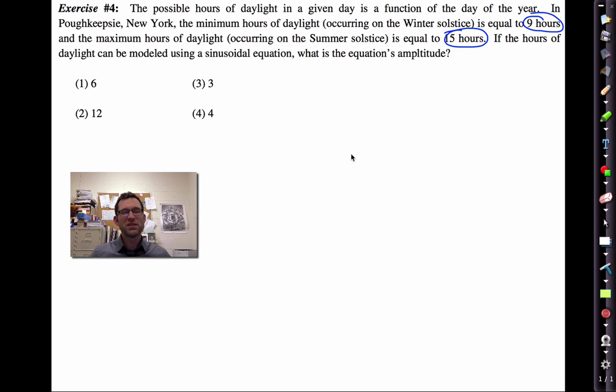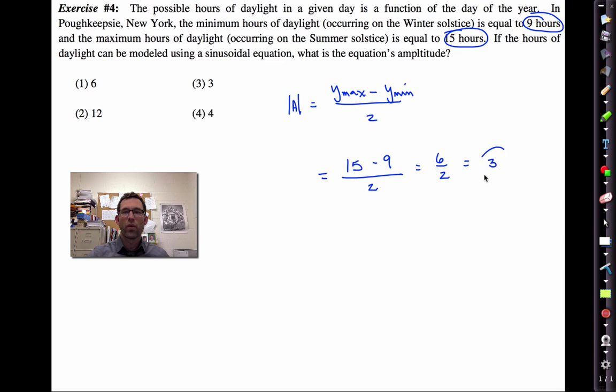Go for it. It's a pretty easy multiple choice question. Well, the amplitude, which is the absolute value of A, will always be the maximum y minus the minimum y, all divided by 2. Here the maximum number of hours is 15. The minimum number of hours is 9, divided by 2. So that's 6 divided by 2, or 3.